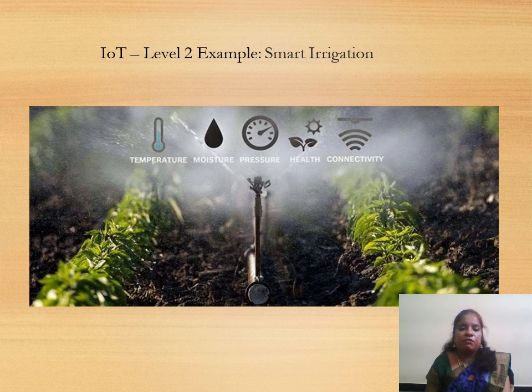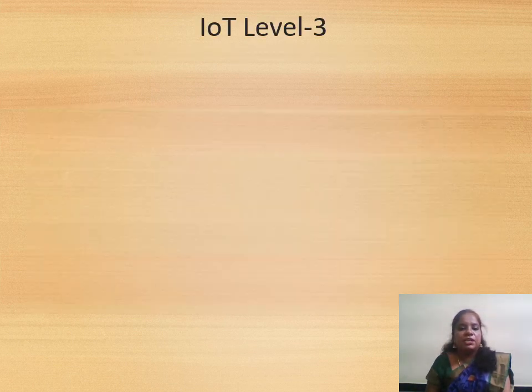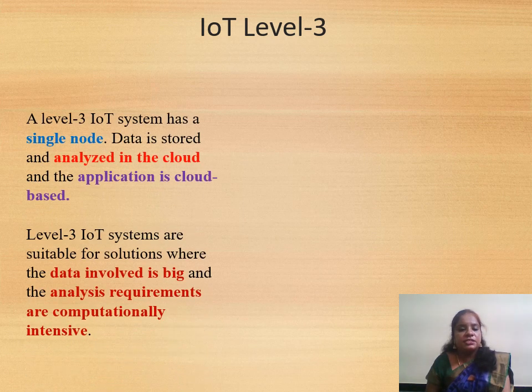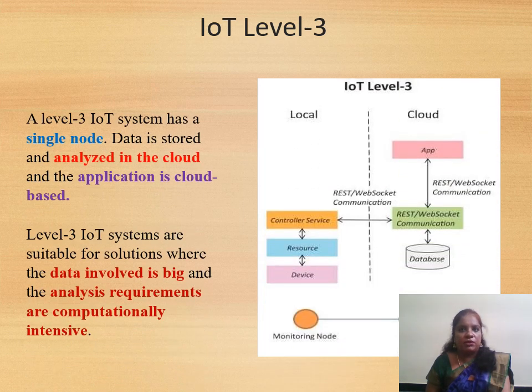An example for a level 2 device is smart irrigation. In the field you have different sensors which sense temperature, moisture, pressure, etc. The analysis takes place locally, whereas the information gathered is big, hence it is stored in the cloud. Next is IoT level 3 devices. Here the analysis component is present in the cloud as well.